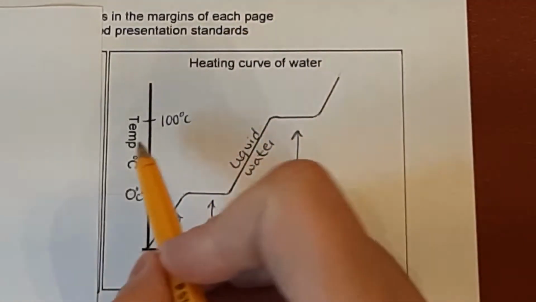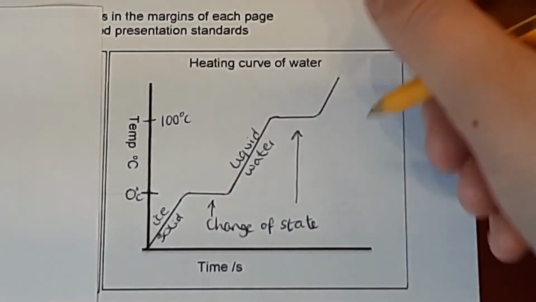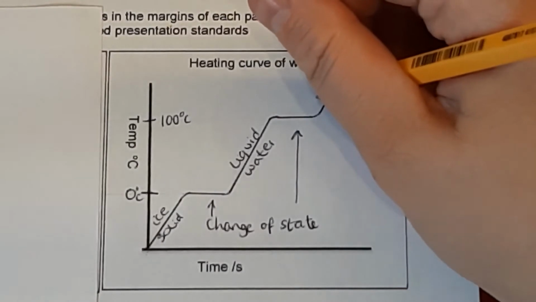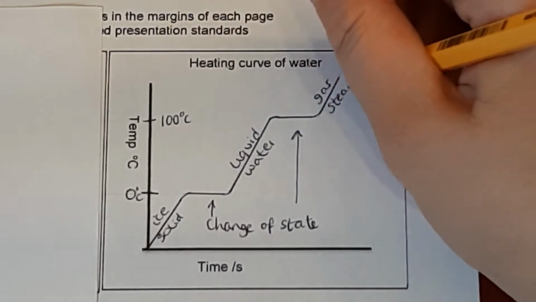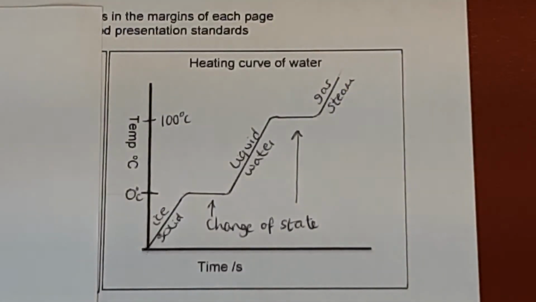And as we get towards 100 degrees Celsius, we have another change of state. And then we have a gas, which in this case would be steam. So make sure you've annotated that. Tick if you've got it correct. Okay, so we're going to move on then.